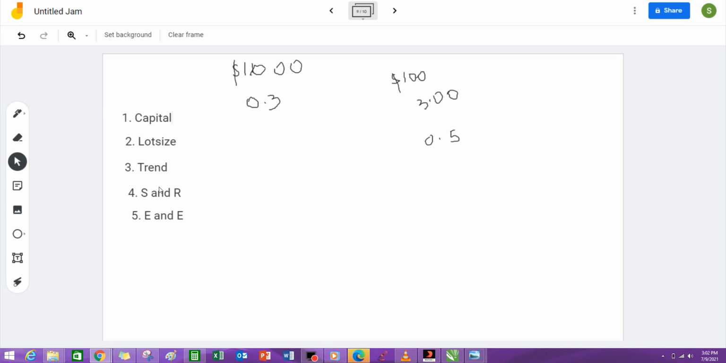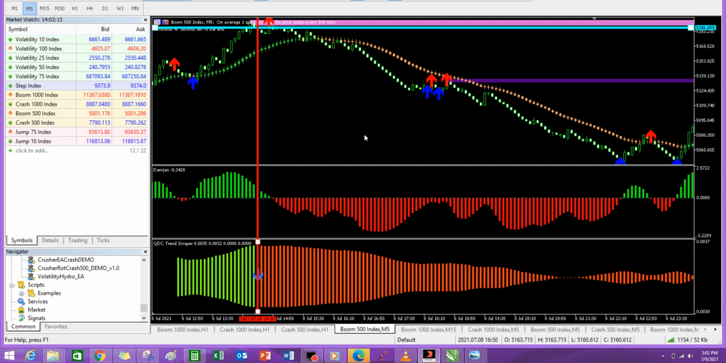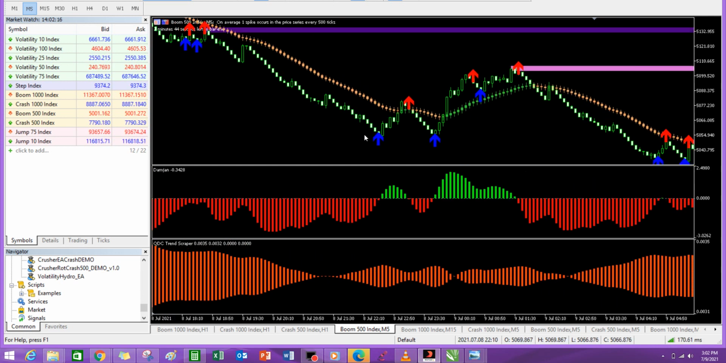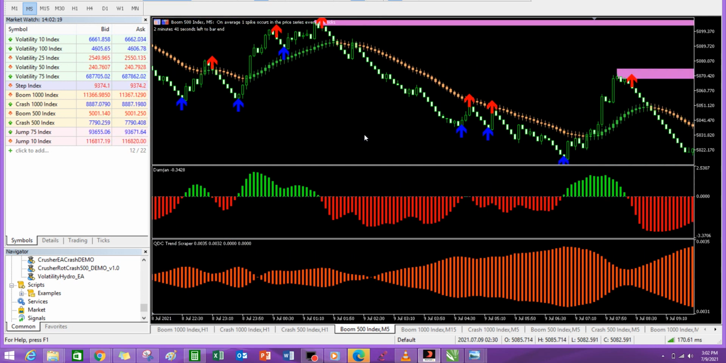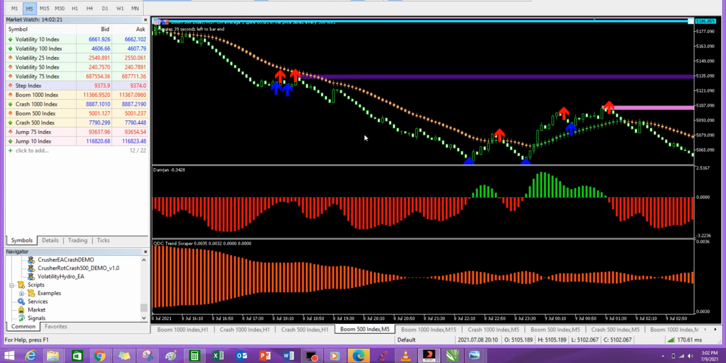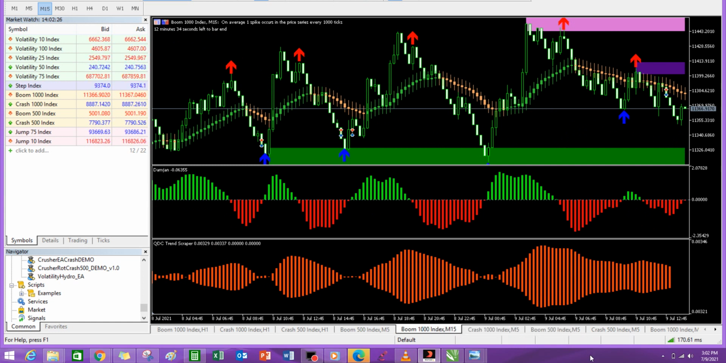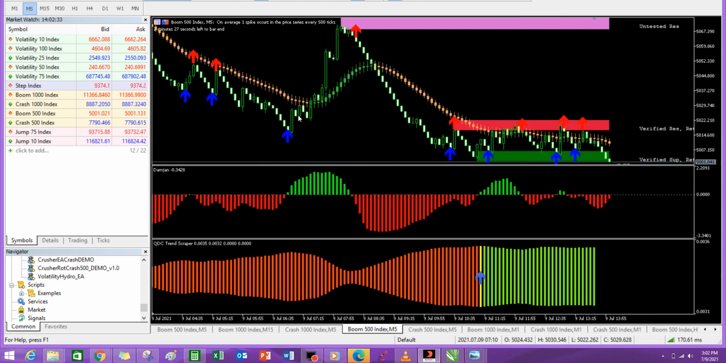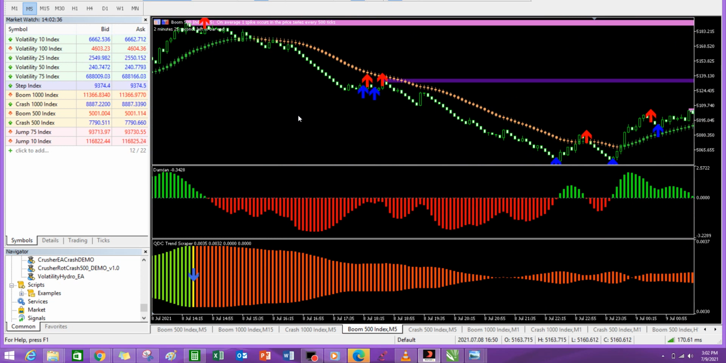So let's go straight into the platform to explain to you how to go about this. Right here I'm going to show you how you can place multiple orders. Let's see a very good chart that can give us the opportunity to create multiple orders. You can do that with Boom, you can do that right here. Now let me use this first, then I will use the other one.